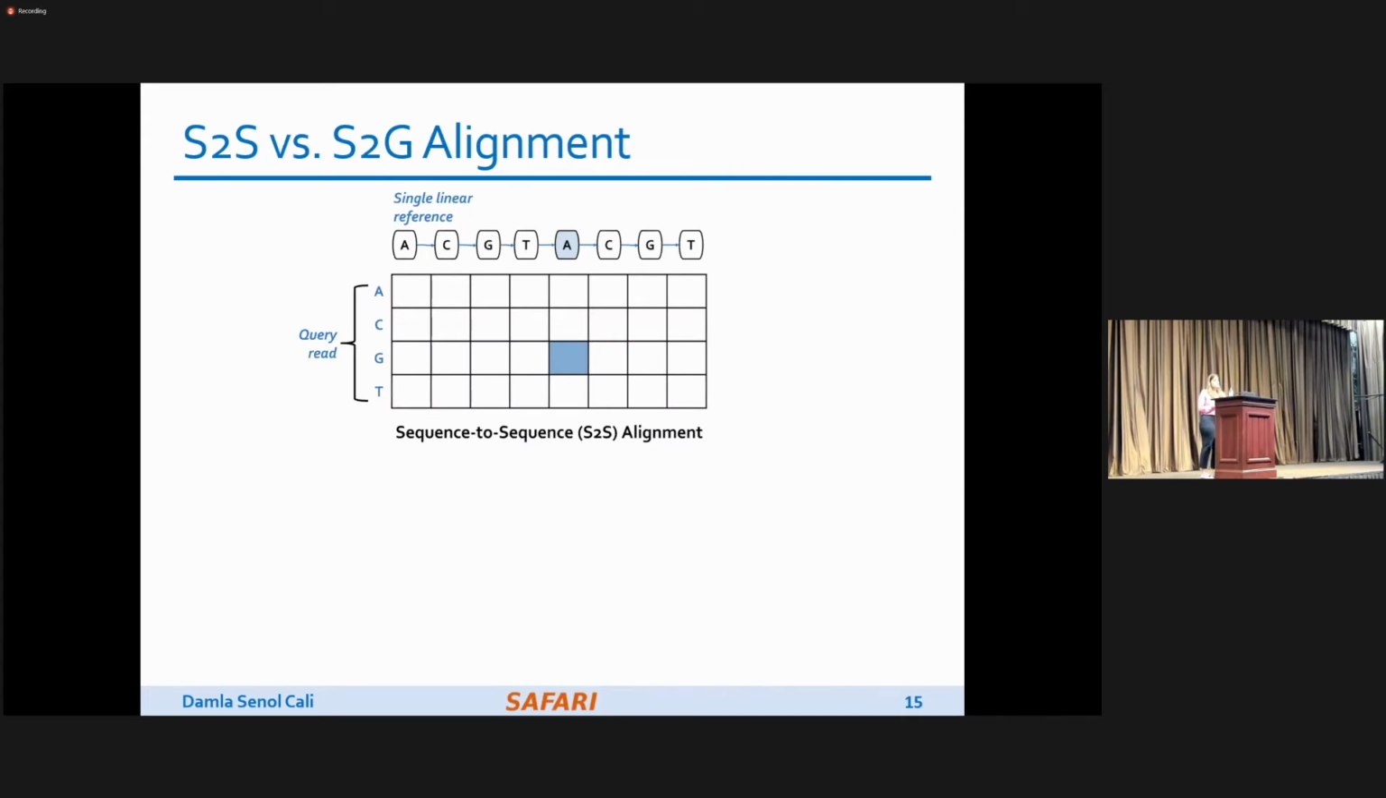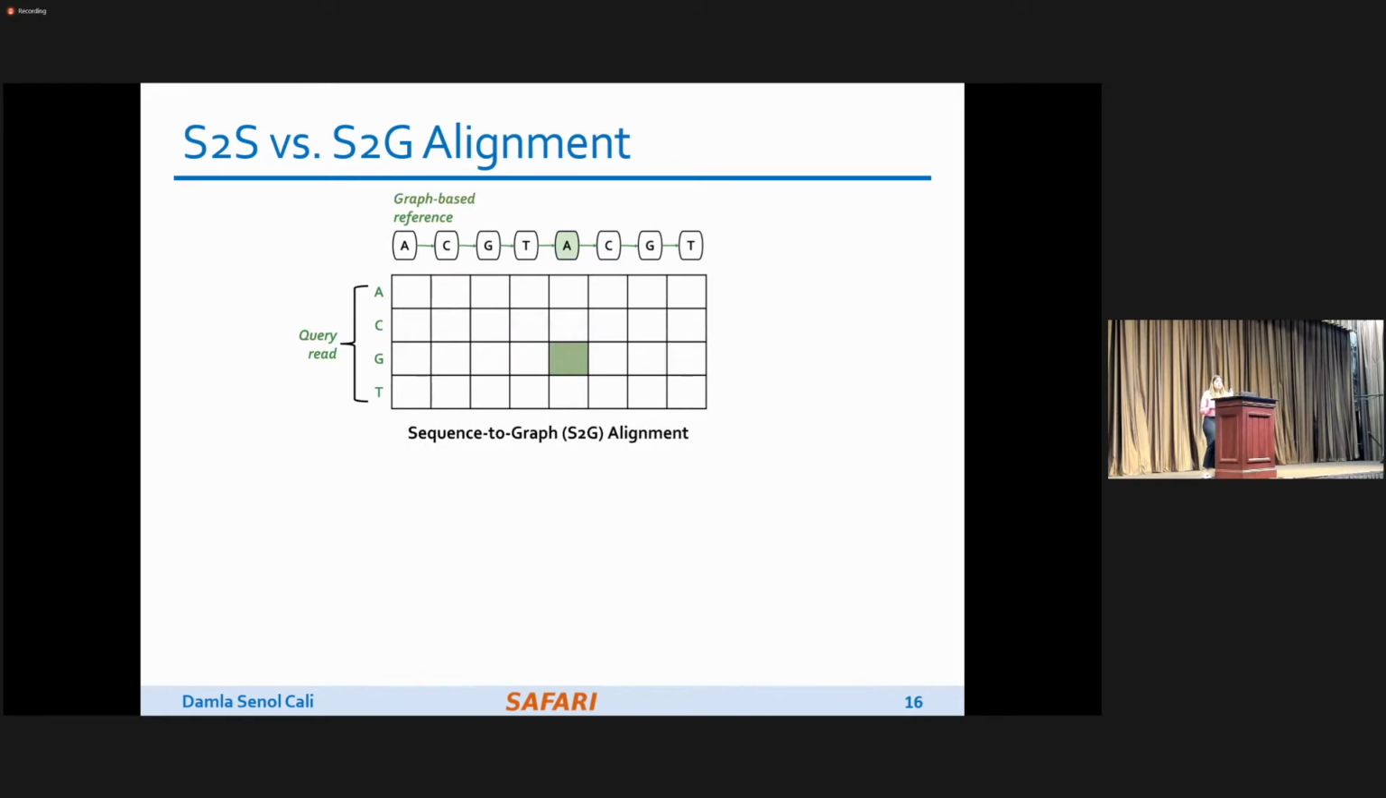Traditional sequence-to-sequence alignment typically employs dynamic programming-based algorithms with quadratic time and space complexity. A DP-based algorithm operates on a table, as you can see here, where each column of the table corresponds to a reference character, and each row of the table corresponds to a query read character. And in sequence-to-sequence alignment, a new cell, which you can see here, the dark blue one, in the table is determined with simple rules from 3 of its neighbor cells.